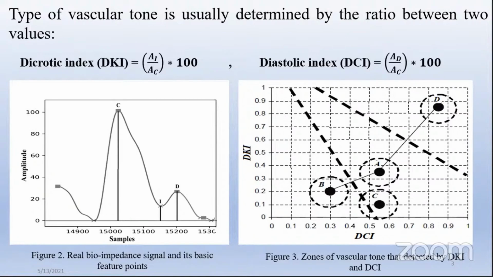In Figure 2, we see a real bioimpedance signal from the lower part of the leg and its basic feature points, in which we can determine the dicrotic index and diastolic index from C, I, and D. And in Figure 3, we can see the areas of vascular tone detected by DKE and DCE. Circle B is the area of hypertone, circles A and C are the area of normotonic, and circle D is the area of the hypotonic.